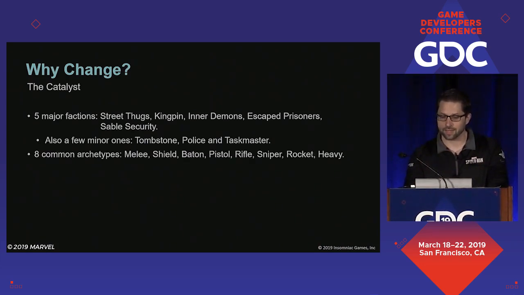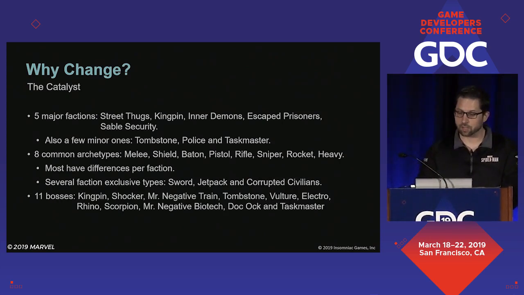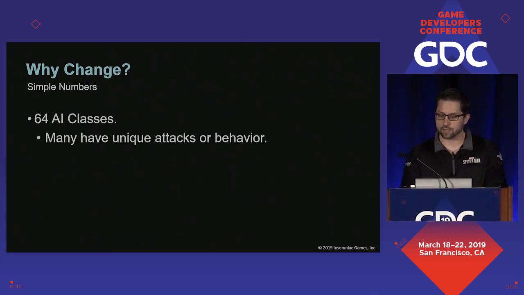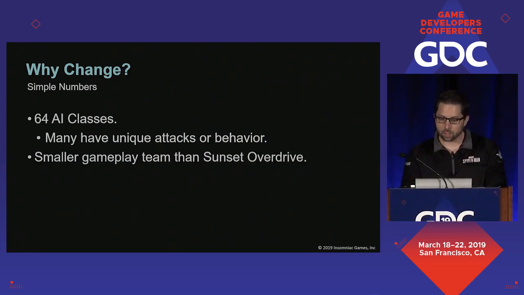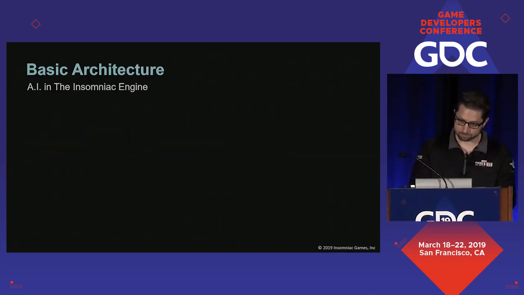We've also got 8 archetypes that are common to all the factions, and the majority of these archetypes have variations per faction. There are also several faction-exclusive types and 11 boss fights. This all meant that we had to create 64 AI classes, and the majority of these had to have some unique attacks, reactions, or other behaviors. We also had to do this with a slightly smaller gameplay team than our last big game, Sunset Overdrive, in which we only made 19 classes.